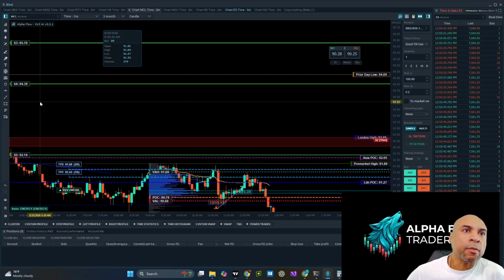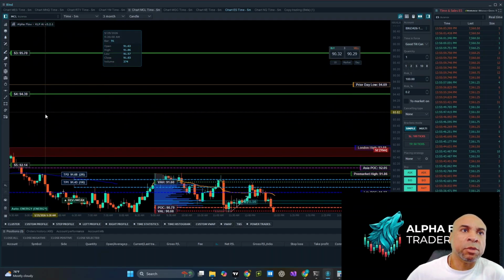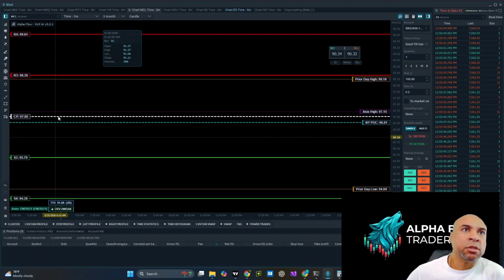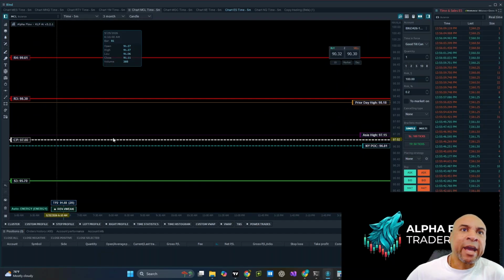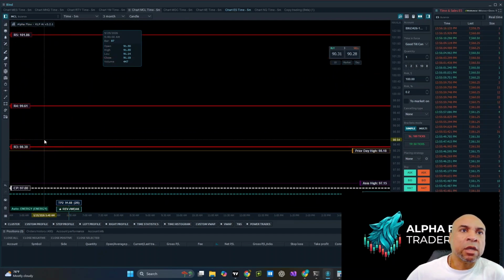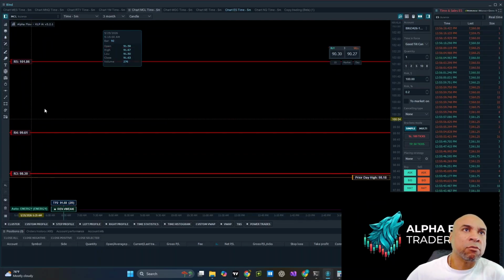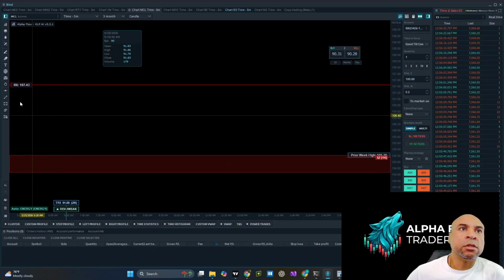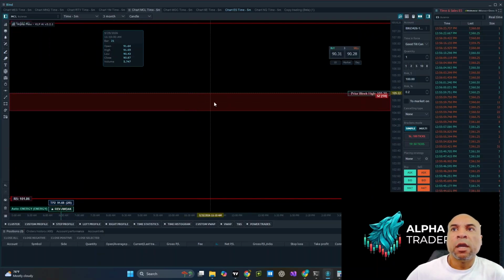Our pivot levels for oil at the moment are your S5s, S4s, and S3s. The white dashed line is the central pivot, the equilibrium between S3 and R3. And then you have your resistance pivots: R3s, R4s, R5s, and there is an R6.